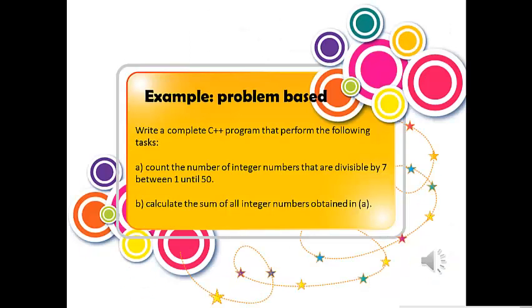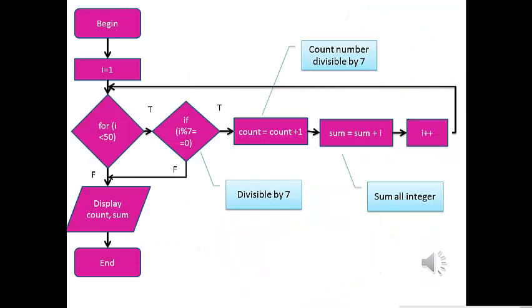Here is an example of a full program that uses a for loop. This program requires the student to verify the numbers that are divisible by 7 between 1 until 50. Count those numbers and calculate them. The problem can be put into a flowchart like this.